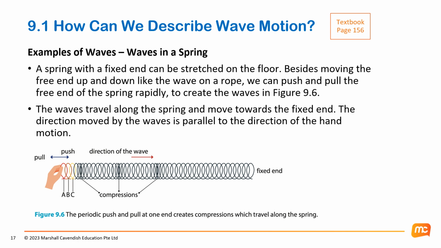And you can see over here that you will have compressions along this spring. The wave, of course, would travel along the spring, so in this case also left to right. But the particles themselves, say for example loops A, B, and C, aren't traveling up or down. They're actually traveling left and right.